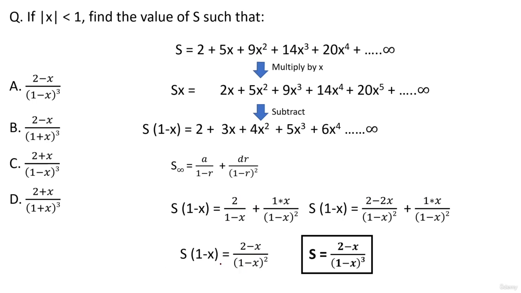You bring 1 minus x to this side, and you will have S equals 2 minus x upon 1 minus x the whole cube. This is option A.